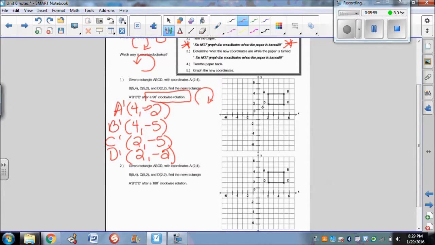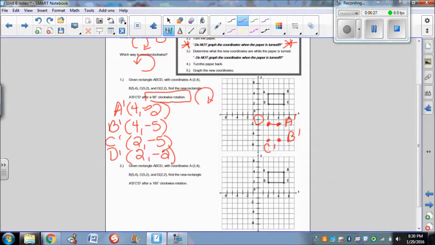Now let's go to our graph and graph those points. So we're at 4, -2. Label it. B prime 4, -5. Label it. C prime 2 to the right, 5 down. And D prime 2 to the right, 2 down.